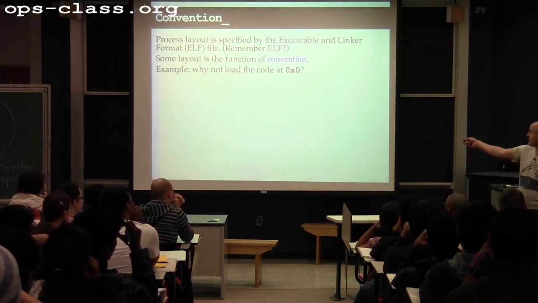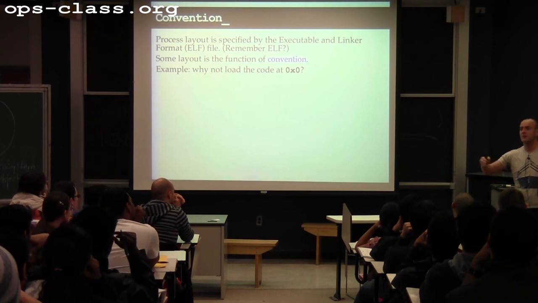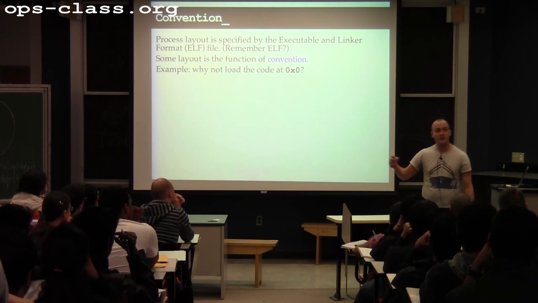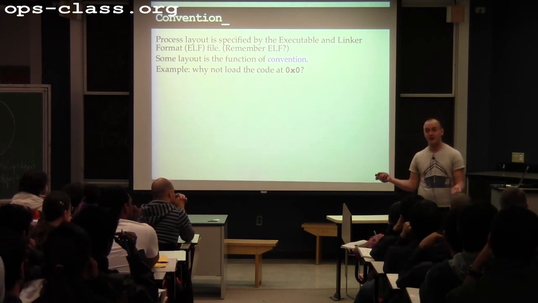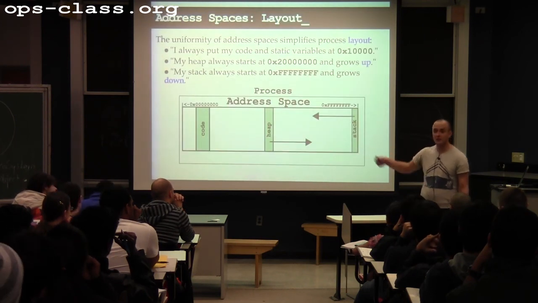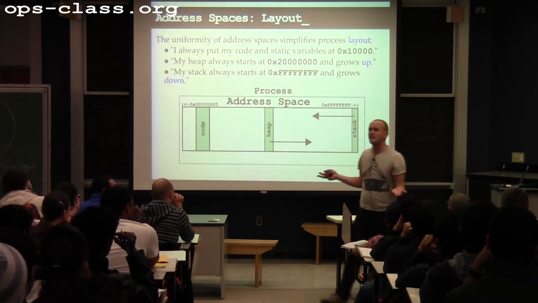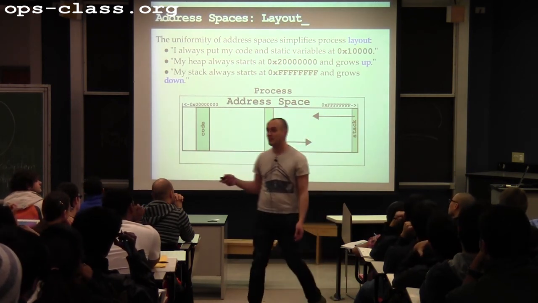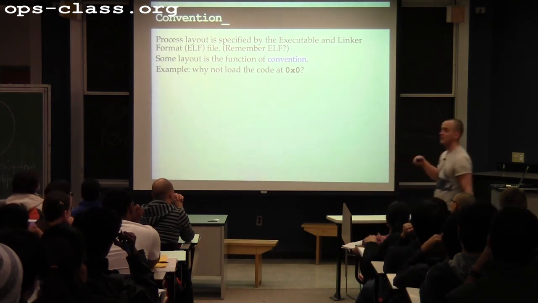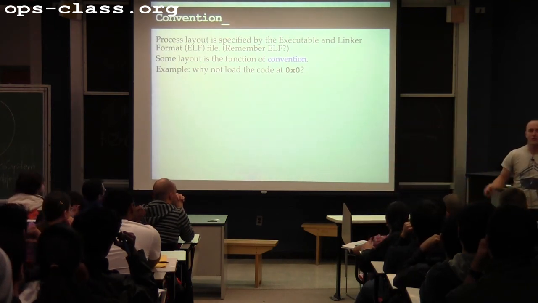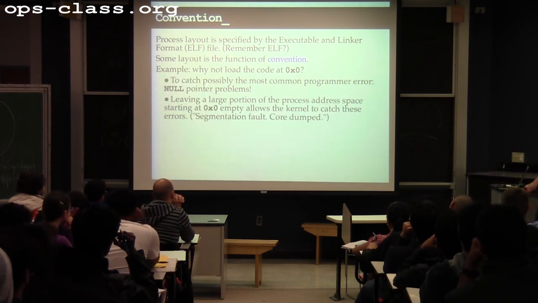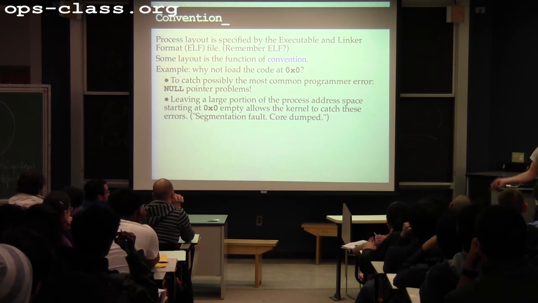The reason I don't load code down at zero, and in fact I leave a large swath of memory unallocated, is to catch null pointer exceptions, right? Because if you did a read from null on a system that actually had code down here, you would just get some bytes of your code segment that probably would be garbage, right? But it's much better when you start breaking things and having dangling pointers to find out immediately, right? So we leave a big chunk of address space starting at zero, and that's essentially what generates the segmentation faults.